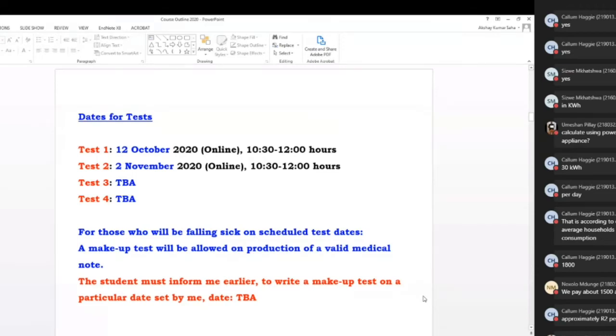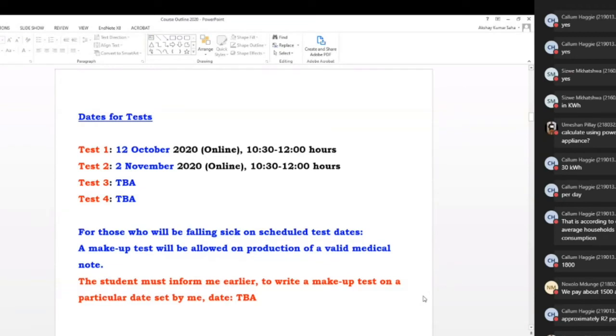So what you need to do if you want to write a makeup test, you have to bring a medical note from a doctor, a registered doctor, and submit that to me and let me know that you want to write a makeup test. If you don't bring that medical note and don't tell me that you want to write a makeup test, there will be no makeup test. What about things like load shedding?